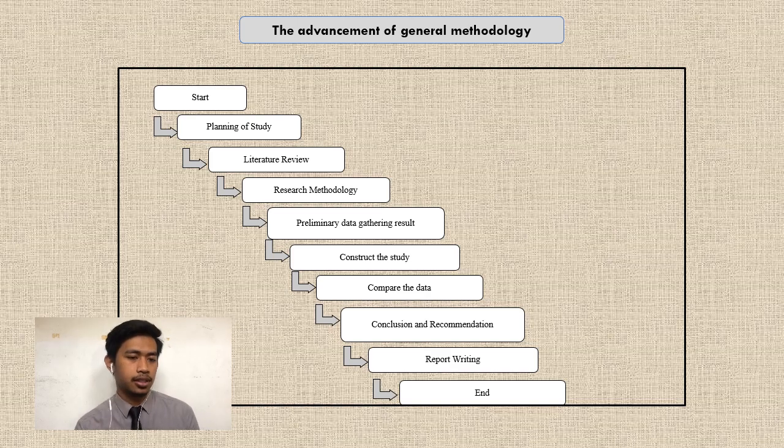For this slide, the advancement of the general methodology. First is start, and then planning of the study, literature review, research methodology, preliminary data gathering and results, and then construct the study, compare the data collection, conclusion and recommendation, report writing and end. This is PSM2, so we focus on the conclusion, discussion and result. Next slide.